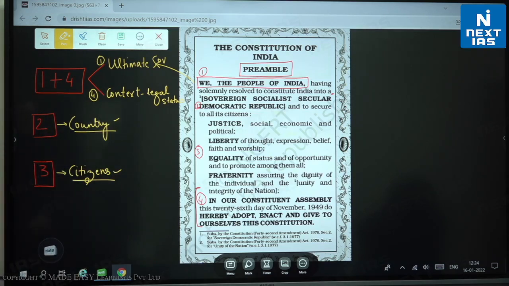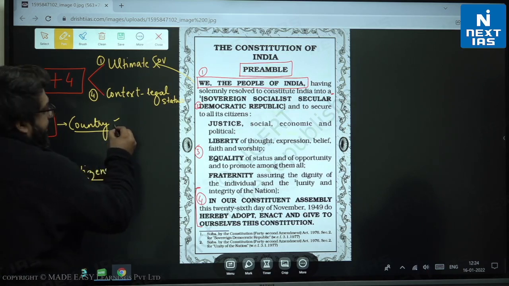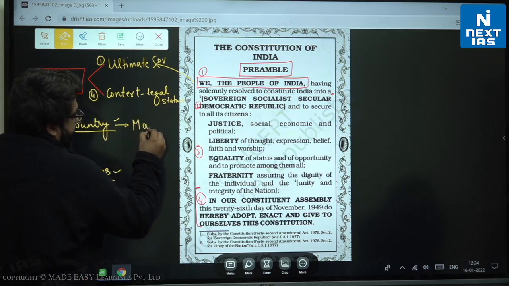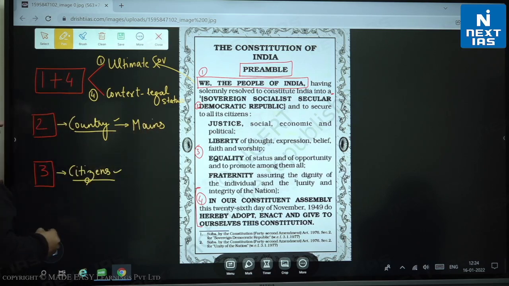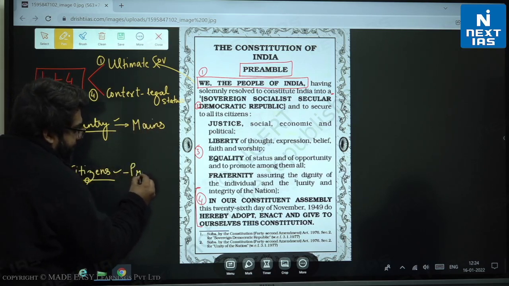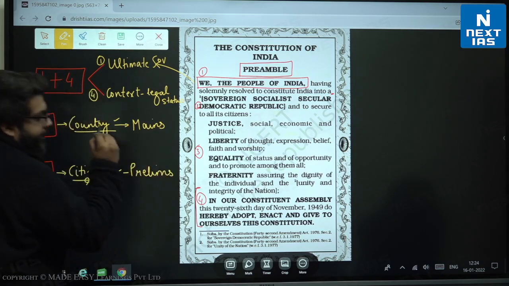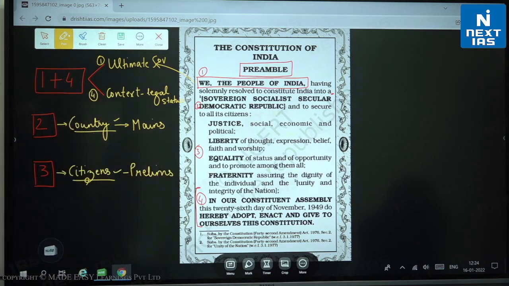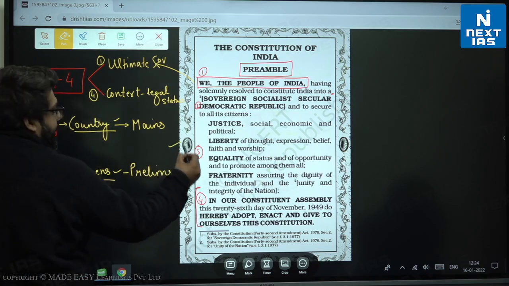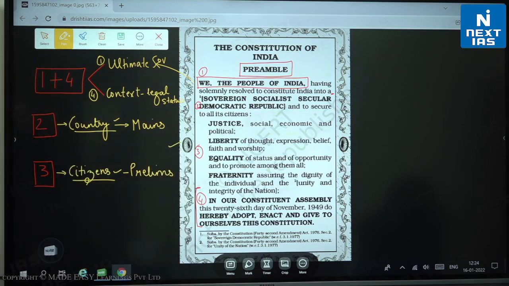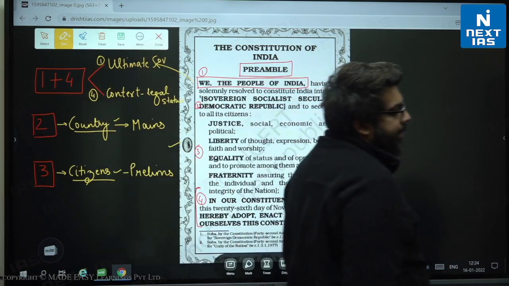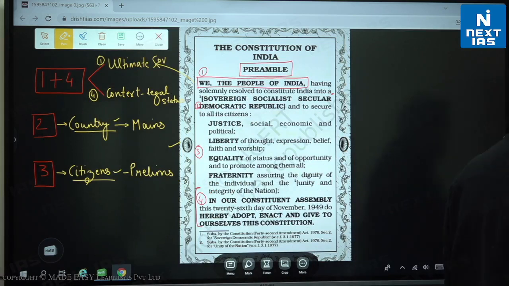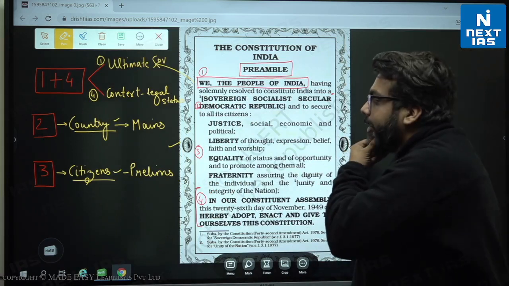Now, in the prelims and in the mains, it is very defined. For example, mostly you will see mains questions from here, and mostly you will see prelims questions from here. Okay, prelims questions from here, and liberty is UPSC's favorite because this is also being used in Article 21. So we'll come to that later. Okay, so broadly this is how the preamble has been set up.